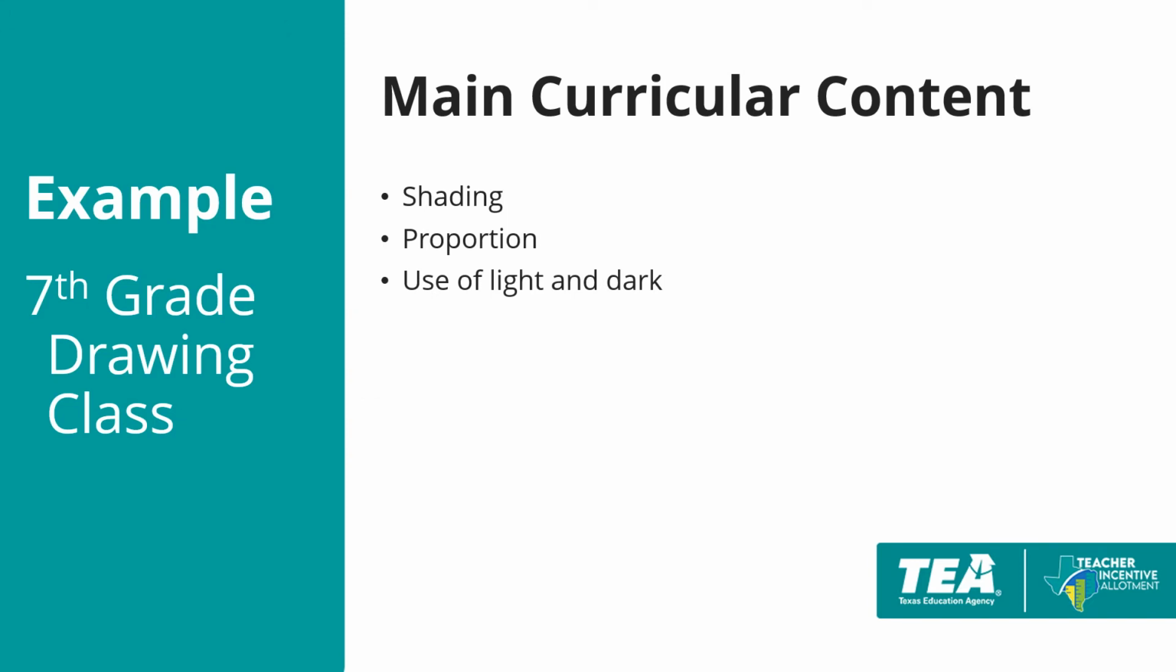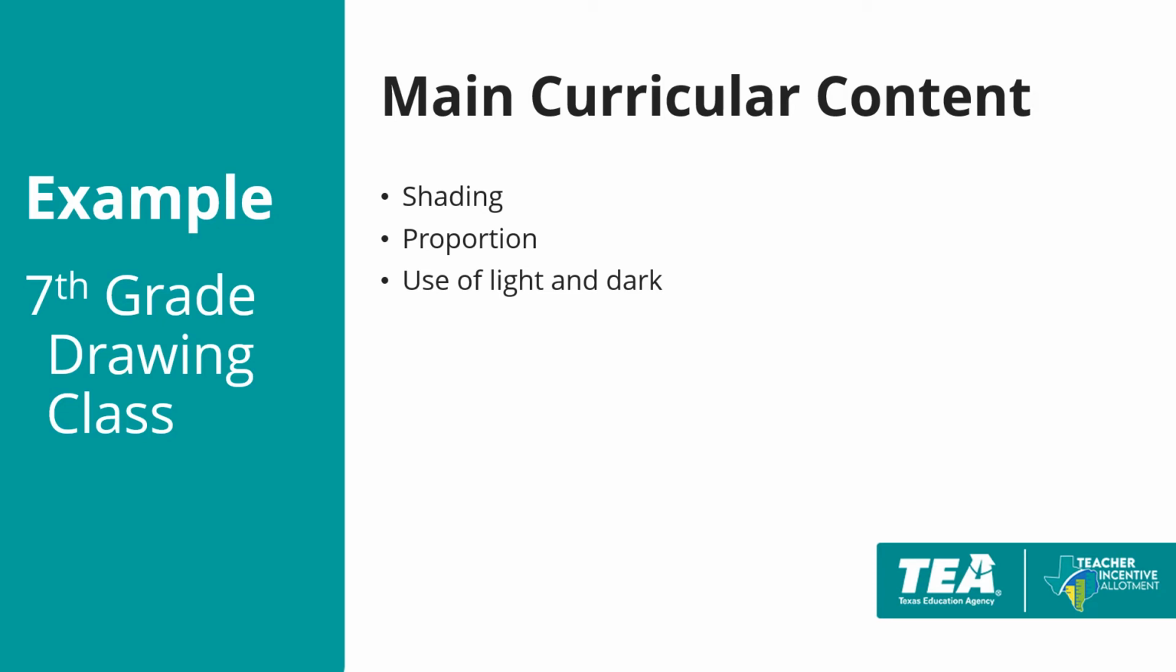So this is just an example for the purpose of better understanding the rubric. So imagine a 7th grade drawing class whose main curricular content, when I say the main curricular content, I mean the bulk of the course, which again, this is just an example. So the main curricular content for the course includes students' use of shading, proportion, and the ability to convey light and dark in a pencil drawing.